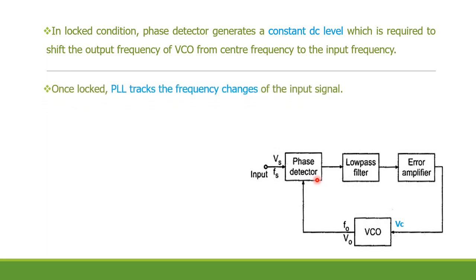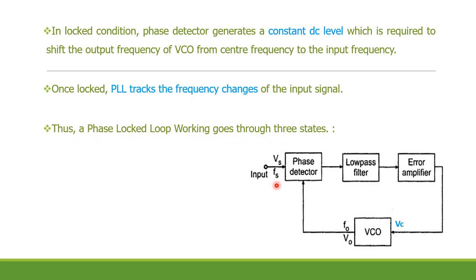Once this is done, the PLL is said to be in the locked state. Once it is locked, if the input frequency changes from Fs to some other new value, the PLL is able to track that frequency change of the input signal. Once it is locked to Fs, your PLL can track the changes in the incoming frequency.